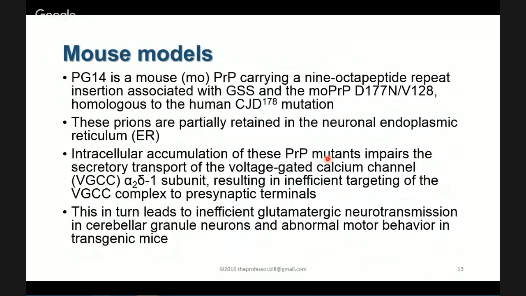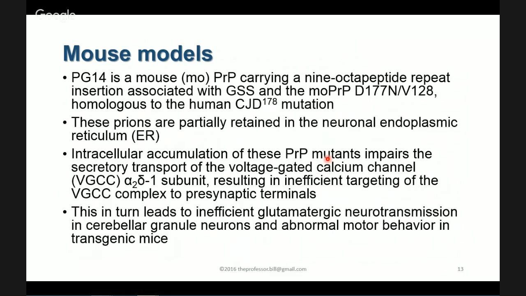So when we take a look at some of these different mouse models, and I'm just presenting this to you because we need to understand this disorder. People have tried to create different transgenic models. I'm going to show you another one a little bit later on. So the most commonly used background mouse model is this PG14. So this has that octapeptide repeat. There's an extra octapeptide in here. There's an insertion, in other words. This is often associated with that GSS, which is an inherited form. And then in addition to that, it has this sort of other additional mutation associated with it, which is the most common type associated with CJD. So again, those two different amino acids.